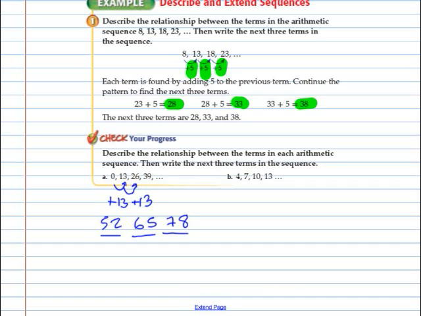In our second example, it appears that we're adding 3 to each previous term, and we test that and we see that that's true. So our next 3 terms would be 13 plus 3, which is 16, 16 plus 3, which is 19, 19 plus 3, which is 22.